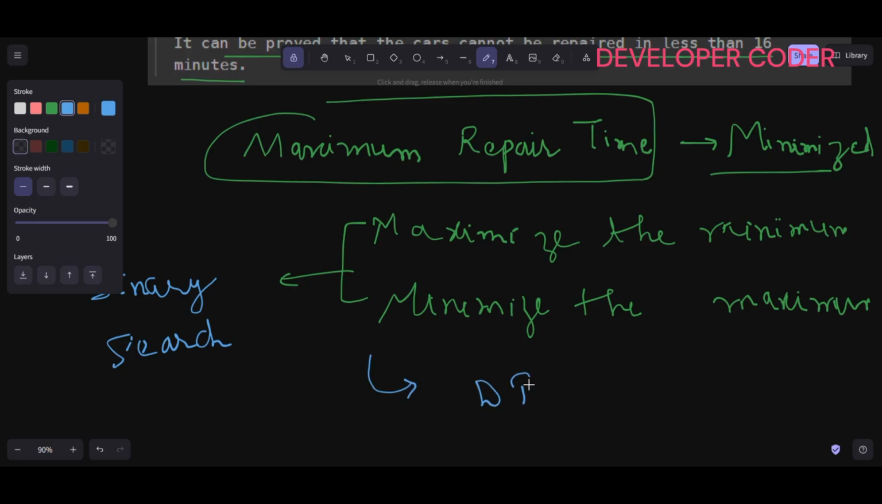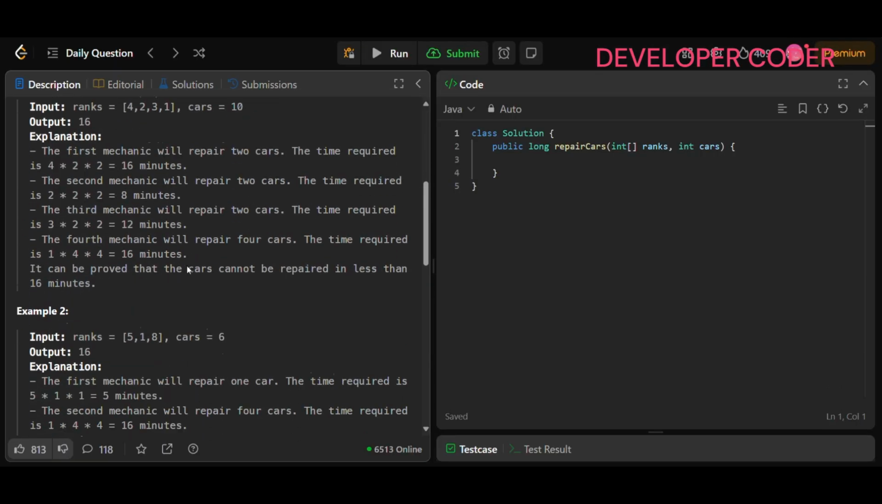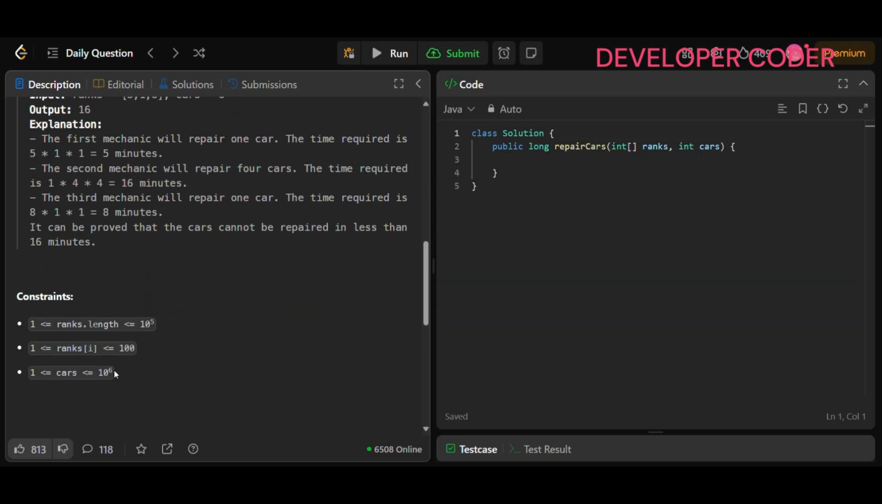Okay, so now why don't we need to apply DP here? Why can't we apply DP here? There is a reason, and you can find it here. The constant size of cars is 10 raised to power 6, and the ranks length is 10 raised to power 5. So in this problem, ranks length is 10 raised to power 5, and cars can be up to 10 raised to power 6.